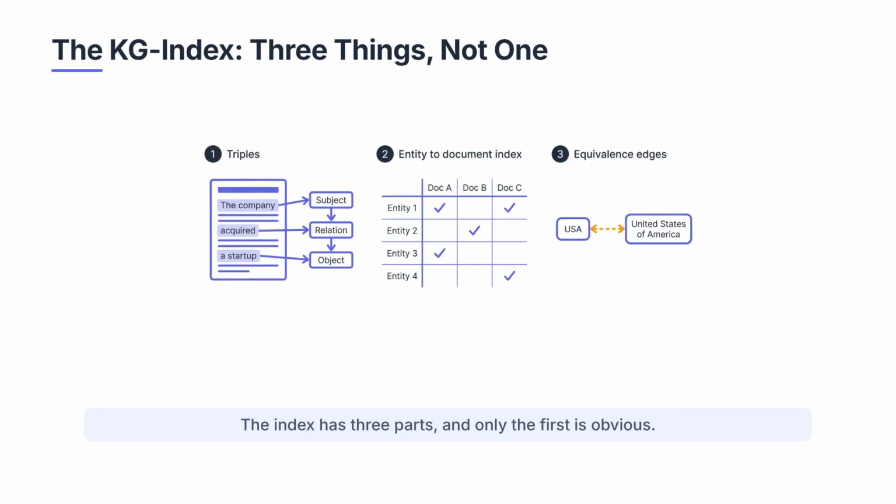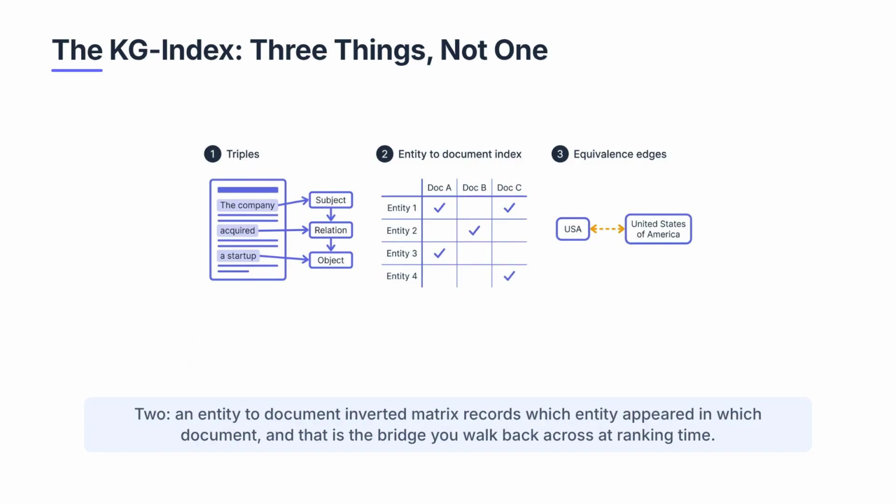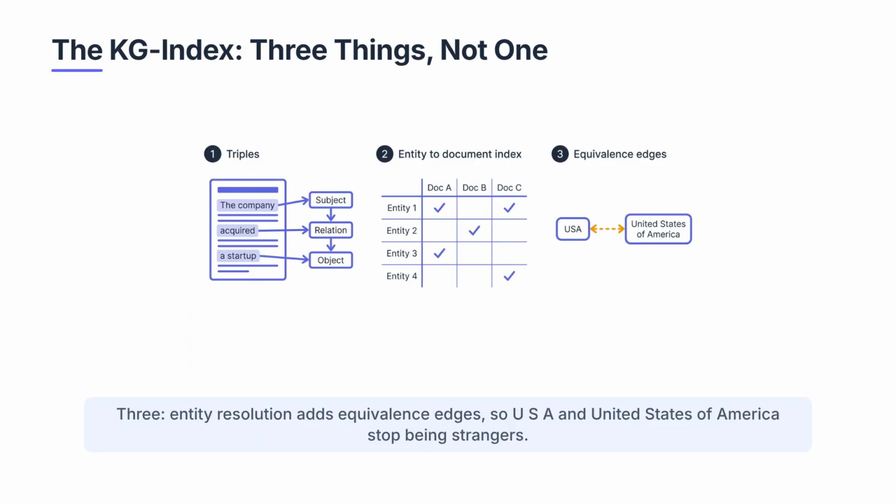The index has 3 parts, and only the first is obvious. 1. Open information extraction pulls triples out of the documents, which gives you the graph. 2. An entity-to-document inverted matrix records which entity appeared in which document, and that is the bridge you walk back across at ranking time. 3. Entity resolution adds equivalence edges, so USA and United States of America stop being strangers.